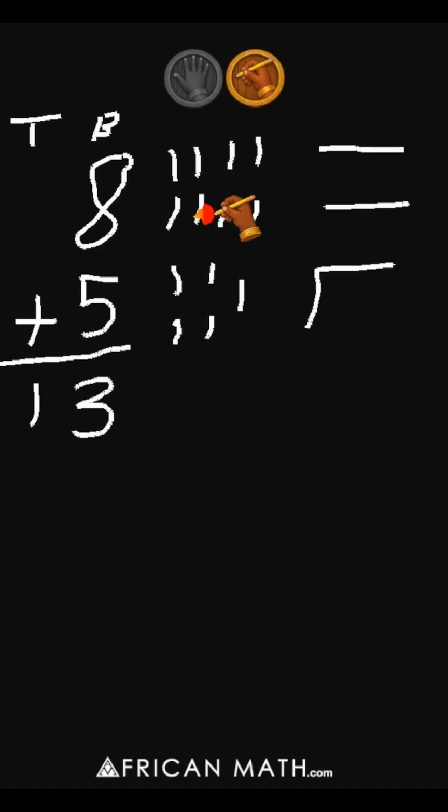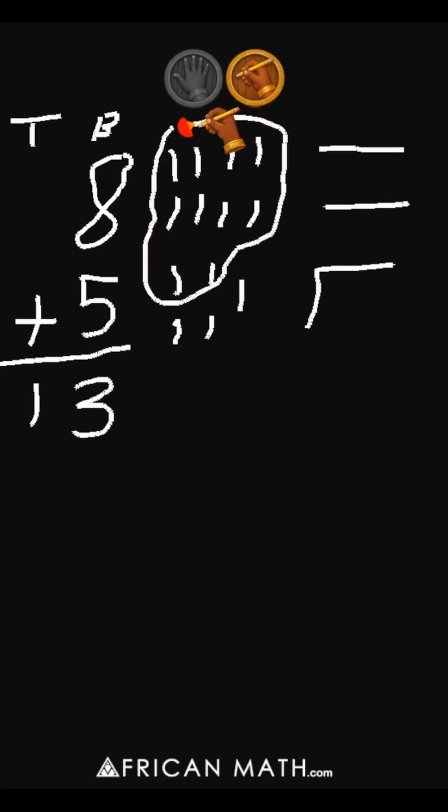3, 4, 5, 6, 7, 8, 9, 10. So they see that 8 plus 2 is 10. Again, this is excellent for early learners to start understanding conceptual understanding. And then they could see 1, 2, 3 bits were left.